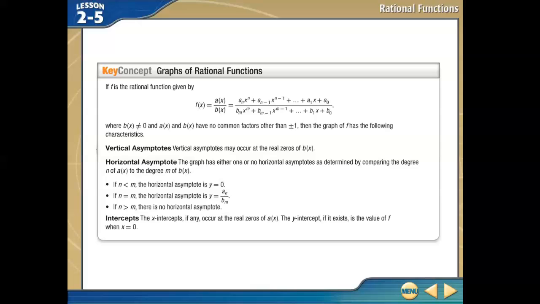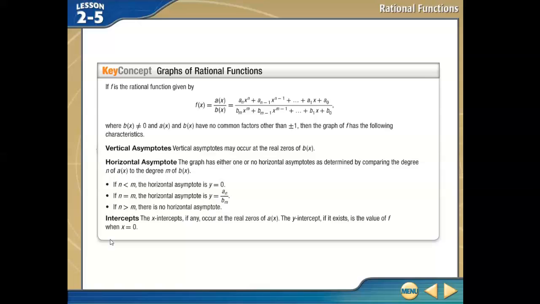Okay, the x-intercepts, if any, occur at the real zeros of a of x. The y-intercept, if it exists, is the value of f when x is equal to 0. Or in other words, we're going to plug in 0 to find our y-intercept, the same way that we would with a quadratic, the same way that we would with a linear function. Okay, so we can find constants that way. But more or less, we're graphing two functions that have been divided by themselves.